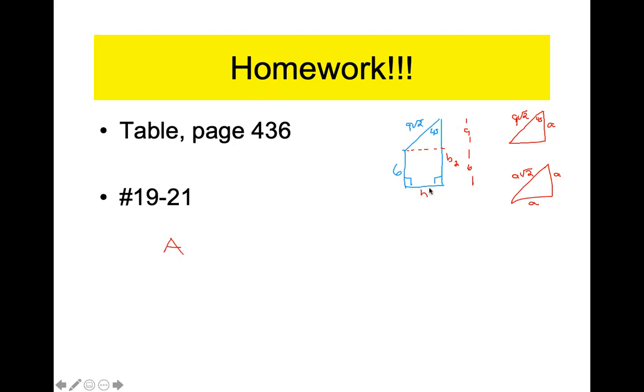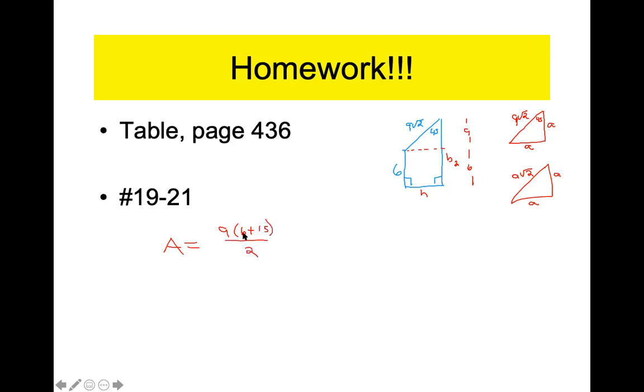Now we have everything we need. Oh, no, we don't have H. Oh, yes, we do, because it's a 45, 45, 90, so that would be H, and that would also be 9. So area is equal to the height, which we just figured out was 9, times base 1, which is 6, plus base 2, which is 15, and all that divided by 2.